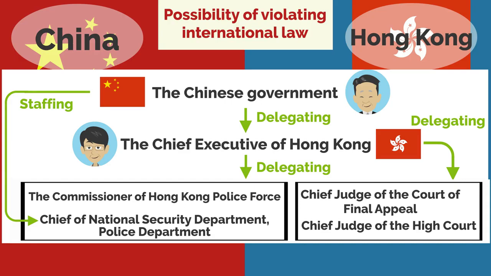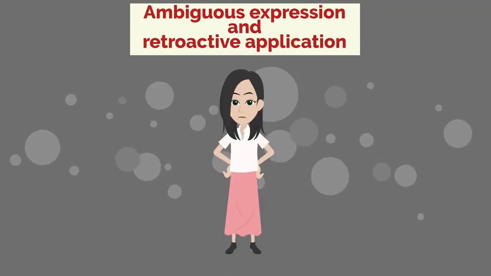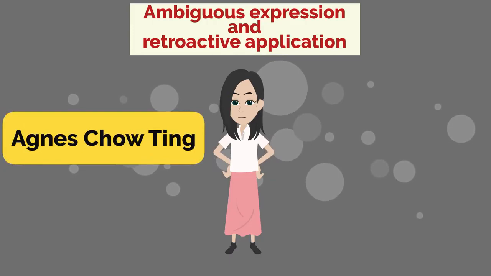As you can see from this figure, it cannot be said that the one country, two systems system is being protected in China and Hong Kong. Next, I would like to talk about Hong Kong democracy activist Agnes Chow.